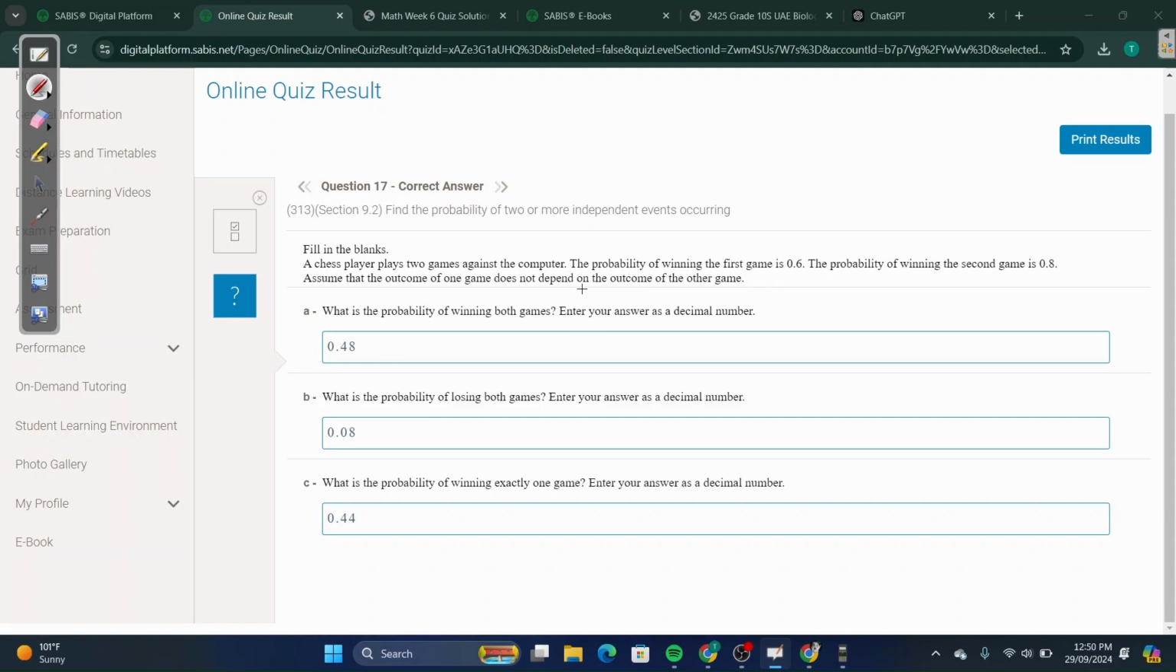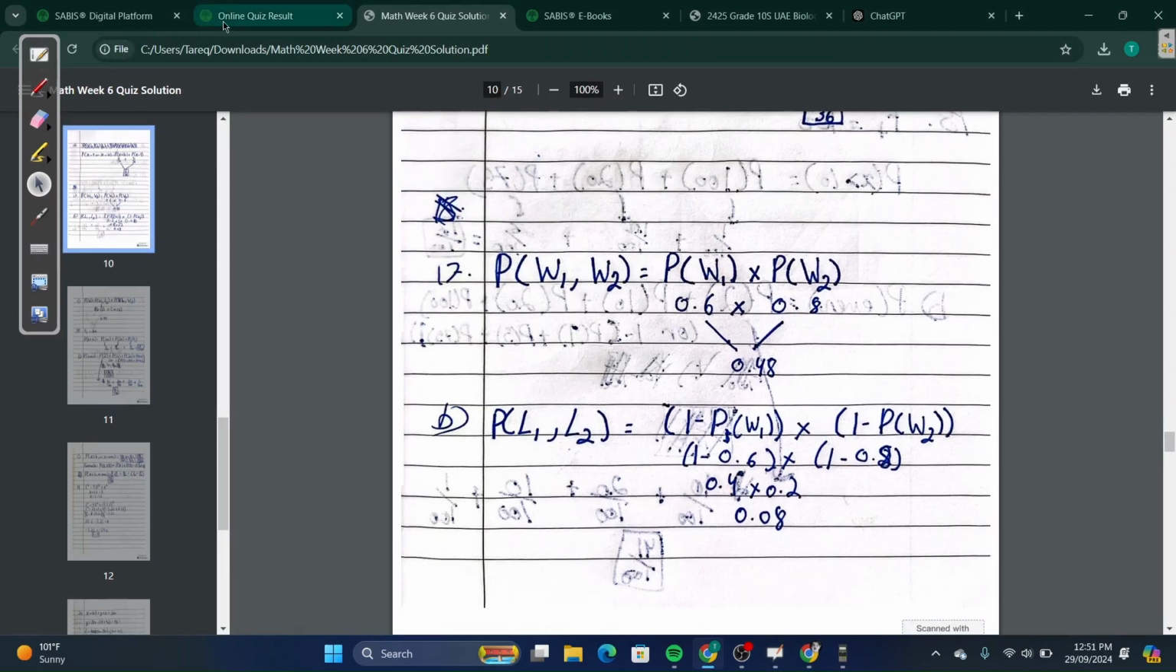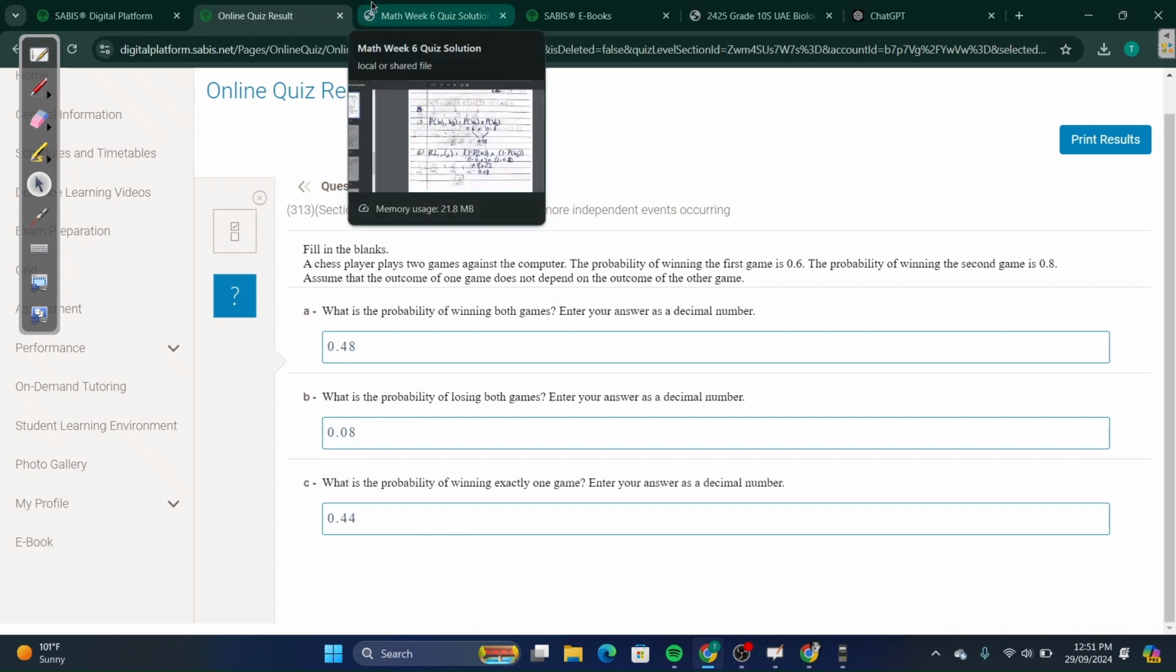If you win the first one, you want to win the second one. That's what they want. So that depends. The second win depends on the first one. So these two aren't mutually exclusive. So you multiply, basically. So 0.6 times 0.8, 0.48. I said that already. Part B was the probability of losing both games.